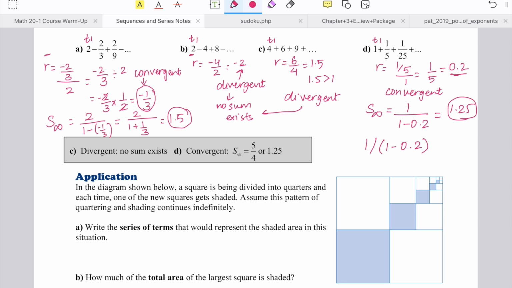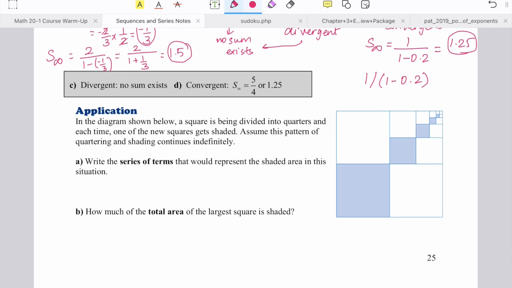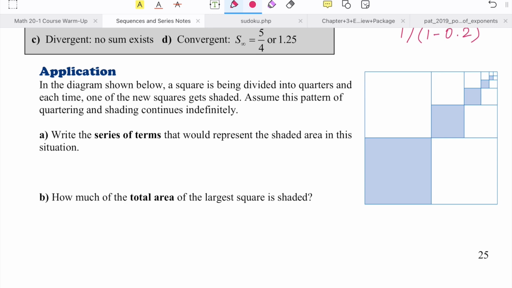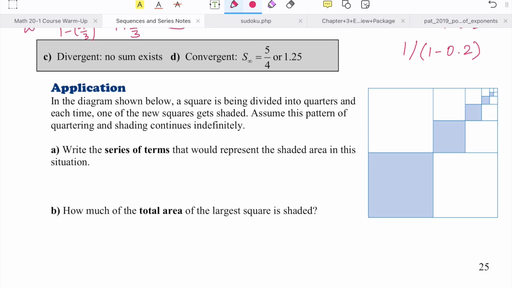In the diagram shown below, a square is being divided into quarters, and each time one of the new squares gets shaded, assume this pattern of quartering and shading continues indefinitely. Write the series of terms that would represent the shaded part. So we're starting off with, when we cut it and shade the first part, what would the shaded area be? 1/4, right? Because this wouldn't be shaded at all. It would just be the blue part over here, which is 1/4, right? The next time we do that, it's going to go down by a quarter, right?